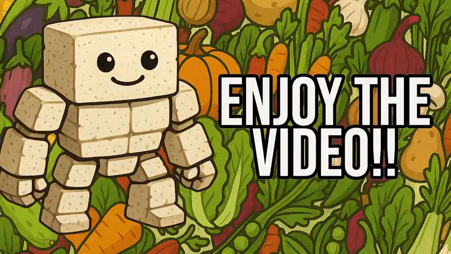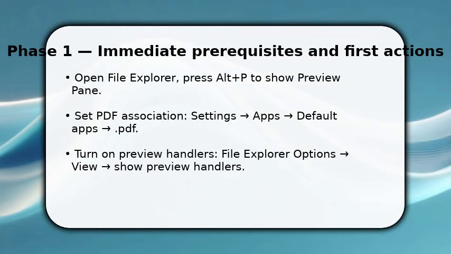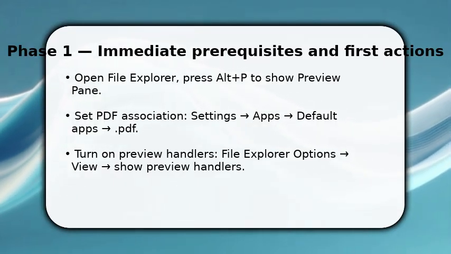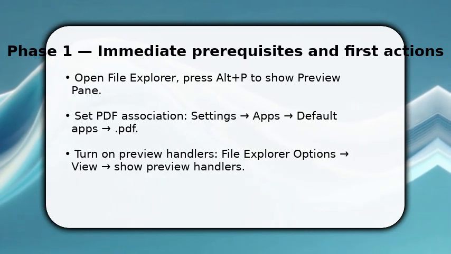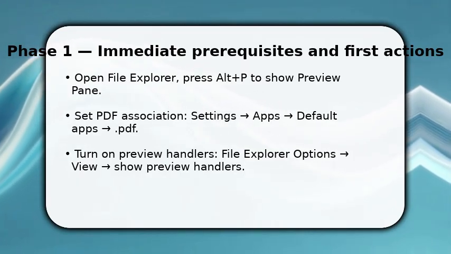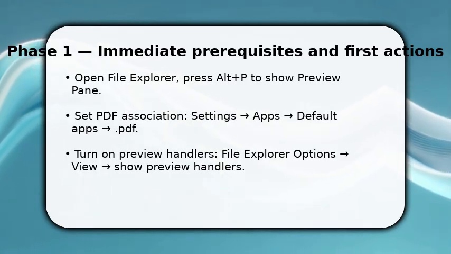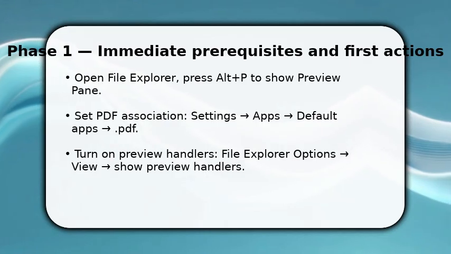Please enjoy the video. You'll start by making sure Windows can render PDFs without launching an app. Open File Explorer and press Alt+P to show the preview pane. This gives instant previews. Then, set PDFs to a default reader that supports preview handlers. Go to Settings, Apps, Default Apps, and assign PDF.